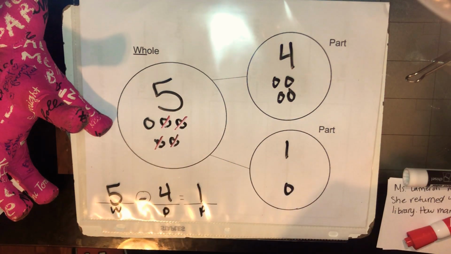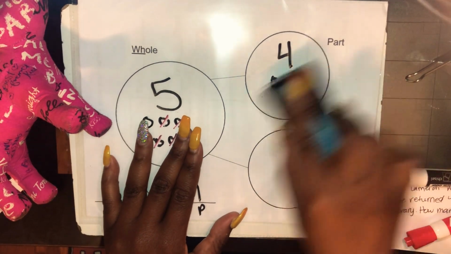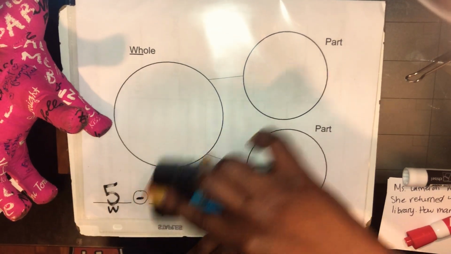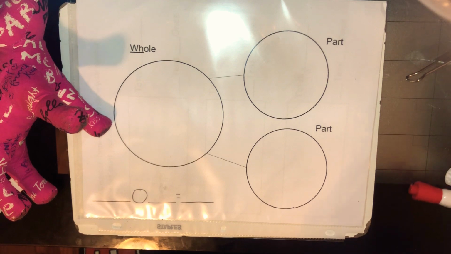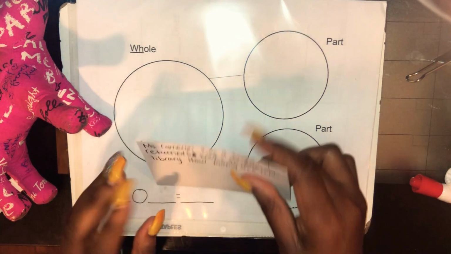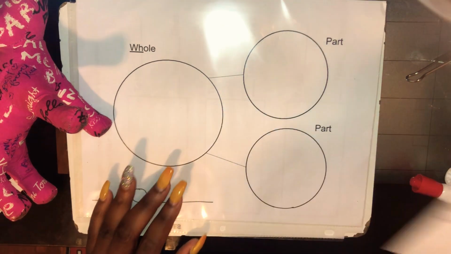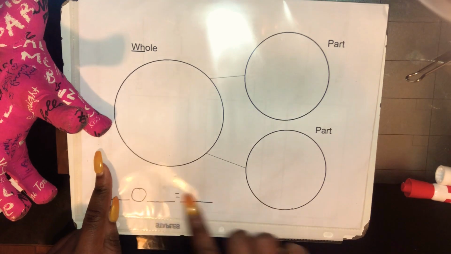All right, now I want you to try it on your own. Remember, you're using your whole to help you to figure out the parts because we are decomposing the number. All right, so here's the next story. Miss Cameron had 9 books. She returned 5 of them. I had 9 books and I returned 5 of them. Make sure you have your number bond and your equation.